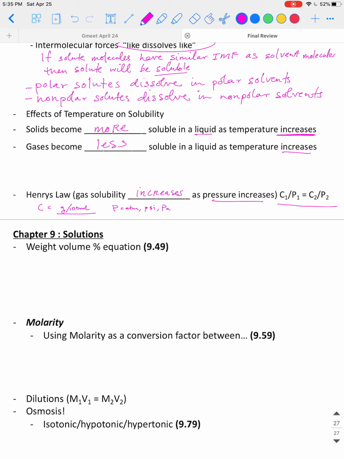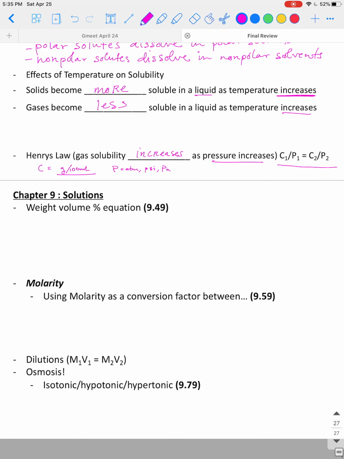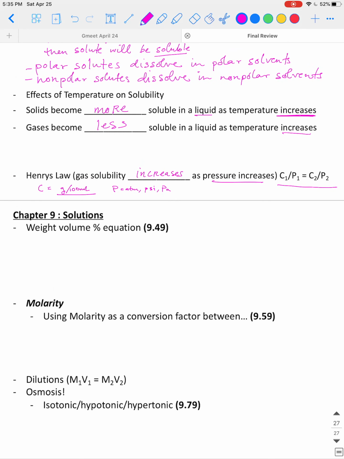So knowing how to use Henry's law, there were definitely a lot of homework problems. By the way, you still have access to all your Mastering Chemistry homework. So if you want to go rework any problems from Mastering Chemistry, those are all still available to you. And then Chapter 9 continued. Let's see. This is the last slide, by the way. We had a few equations. So we had, this was for concentration.